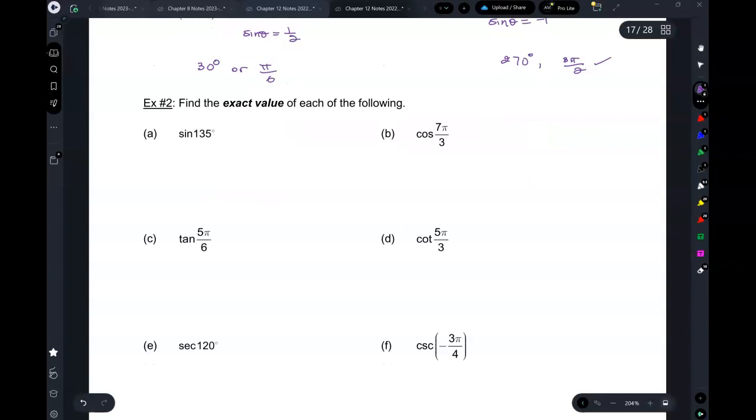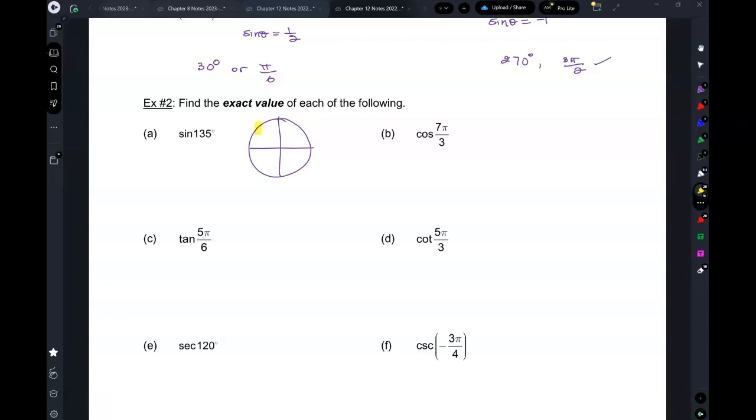Okay. So now, find the exact value of each of the following. So obviously, these are non-calculator questions. 135. So here's what you want to do. When you do it this way, it really eliminates so much. Okay. 135 is here. So now, how do I get to that point? What are you trying to find? The sine of 135. So how do I get to that point from the origin? Well, how much left do I have to go for sine of 135?